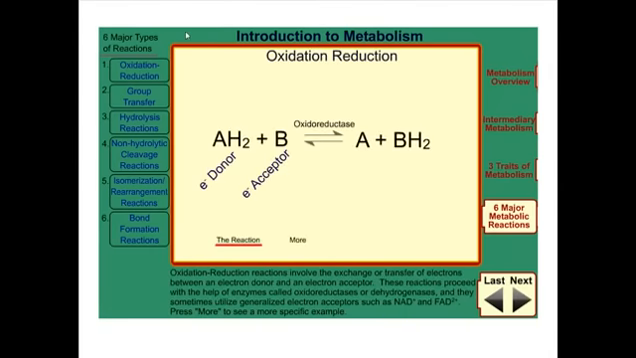The first reaction is the oxidation reduction reaction. So what is an oxidation reduction reaction? What is oxidation? Oxidation means losing an electron, and reduction means gaining an electron. So somebody has to lose an electron. In this case, H2 will lose an electron, and B will accept an electron, and that's what is going on. And an enzyme called oxidoreductase does all these things.